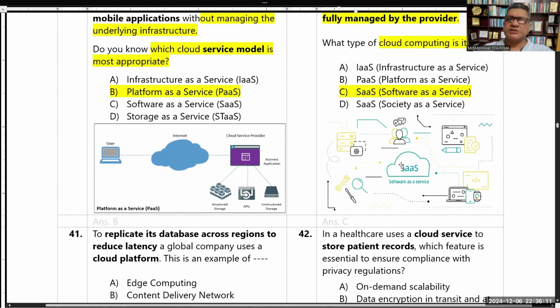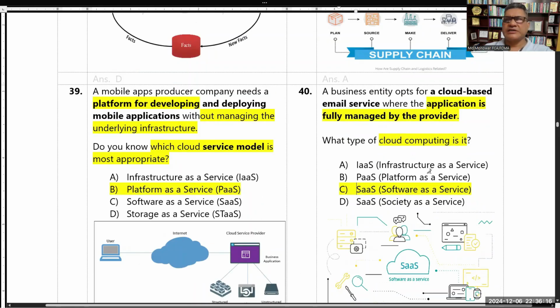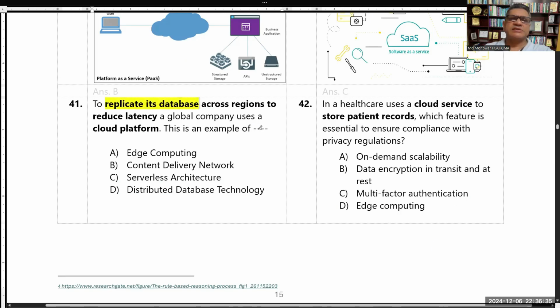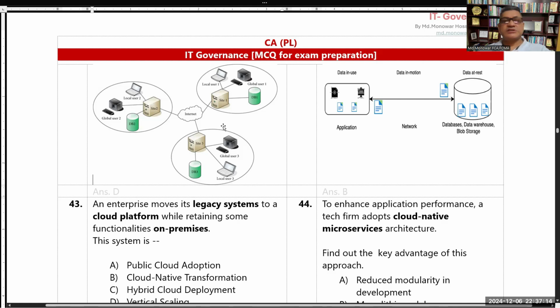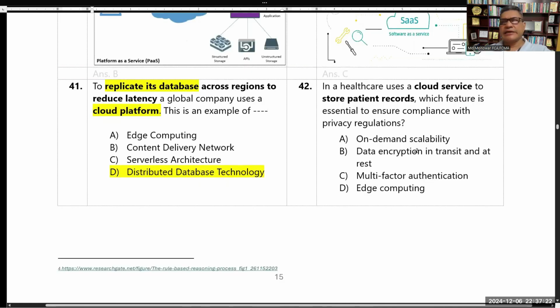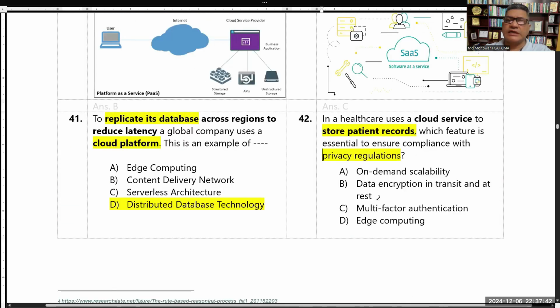Software as a service uses the software provided by the cloud computing vendors. A global company uses a cloud platform to replicate its database across regions to reduce latency. This is an example of distributed database technology. Distributed database technology works this way. In healthcare, a cloud service is used to store patient records. Which feature is essential to ensure compliance with privacy regulations? So here, data encryption in transit and at rest.